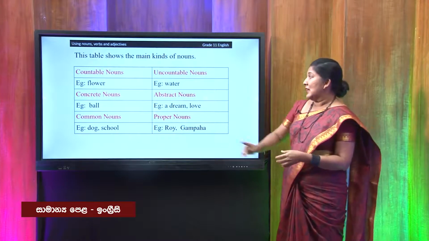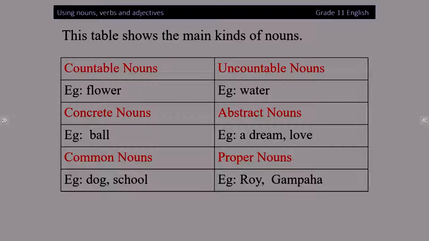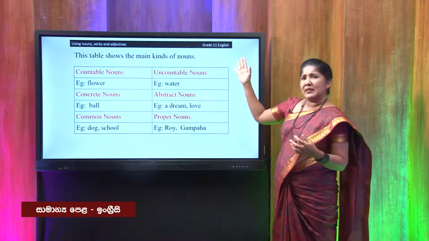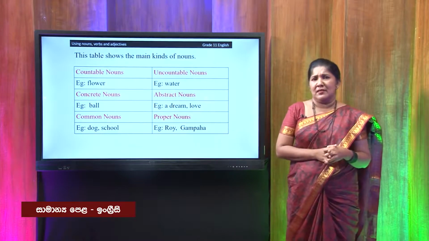But here you see proper nouns. Proper nouns always begin with a capital letter and they have a specific name. For example, you see Roy, Gampaha, maybe Colombo, Kalutara, Jaffna. So, I think you have a clear idea about these nouns.